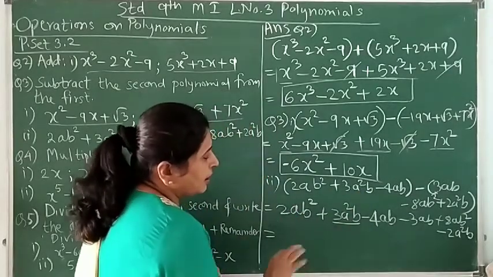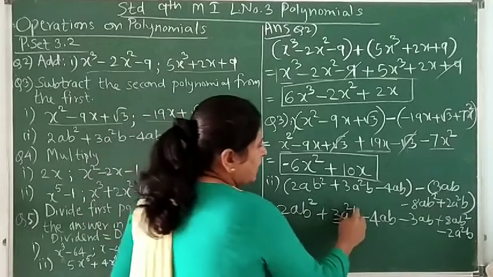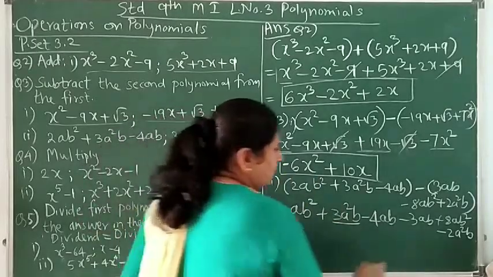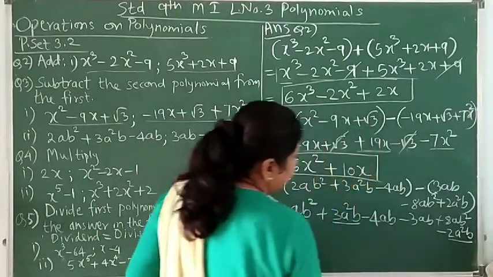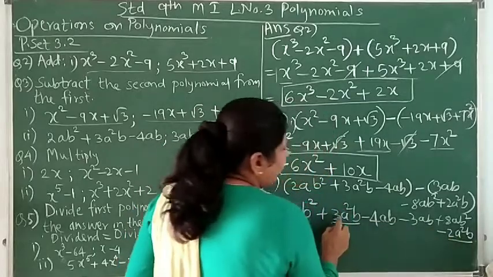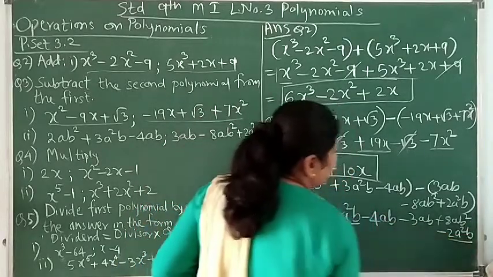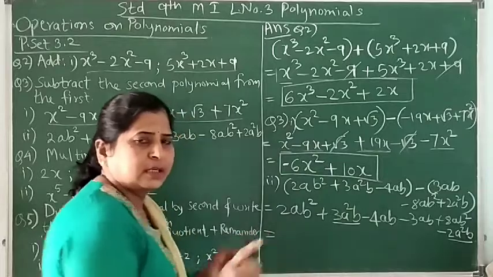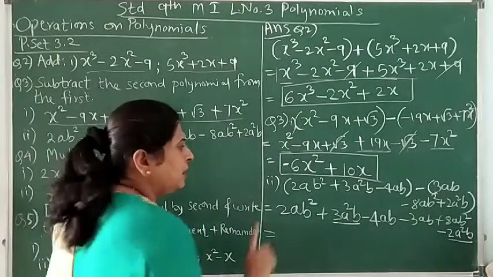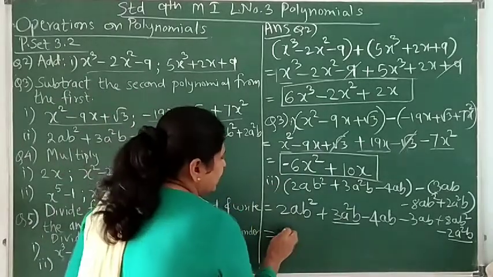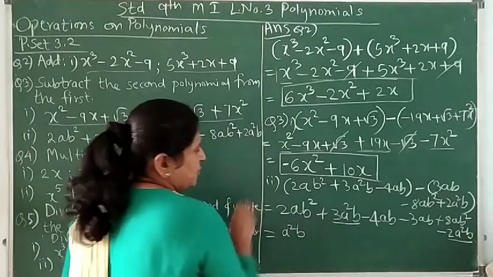Where is its like term? A square b means we want a square b only. So here we find a square b. So these are the two like terms. 3a square b minus 2a square b. So 3 minus 2, signs are different, subtract, 3 minus 2 is 1. But we don't write 1 as a coefficient. So it will be only a square b.